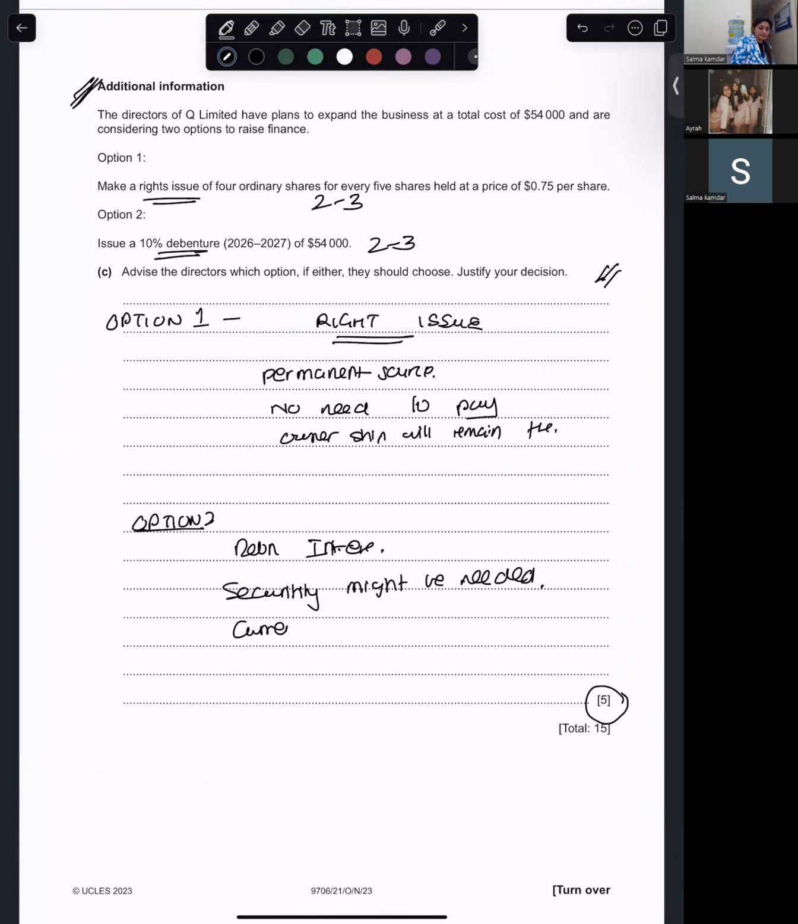What do you think? I think option 1 is better, because in option 2 my liability already exists; you'll only be adding to it. Okay, fine. Whatever option you write, you can give reasons for it, 5 marks. So with this, we complete October, November 23, paper 21.